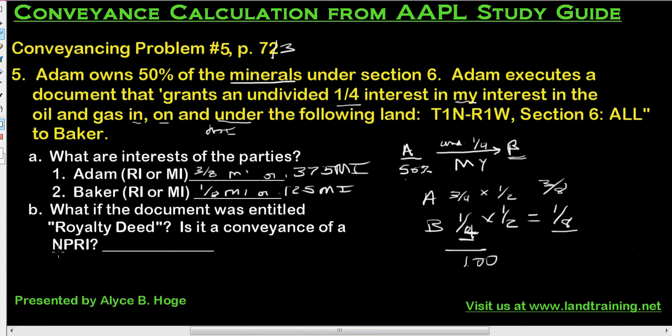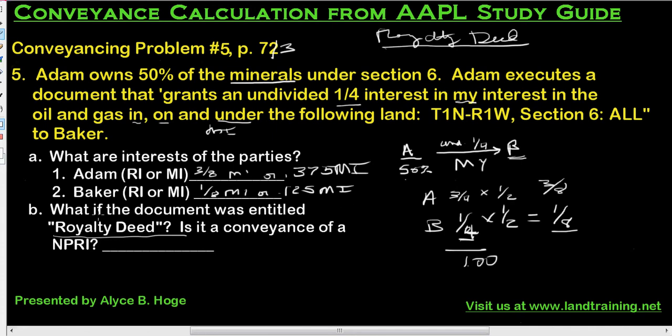Then it says, what if the document was entitled a royalty deed? Okay, it's saying I own an undivided 1/4 interest in my interest in the oil and gas. The body of the deed says in, on, and under, but the title says royalty deed. Well, in the law, the body of the language in the deed controls over the title of the deed. So if the interest says in, on, and under, that's going to take priority. That's going to trump whatever the title says.